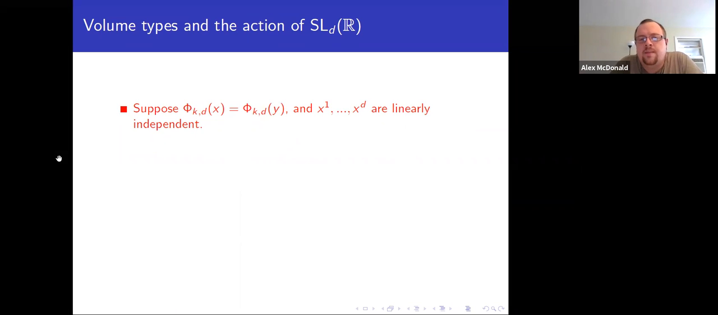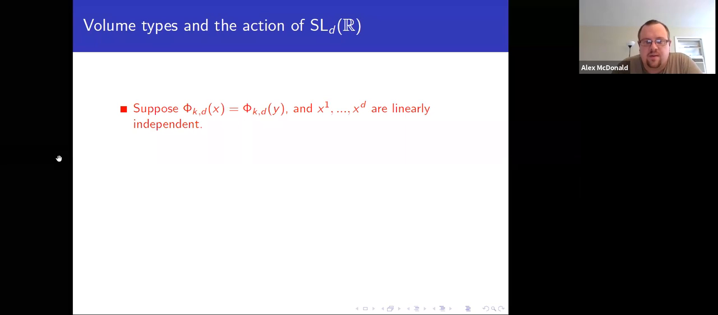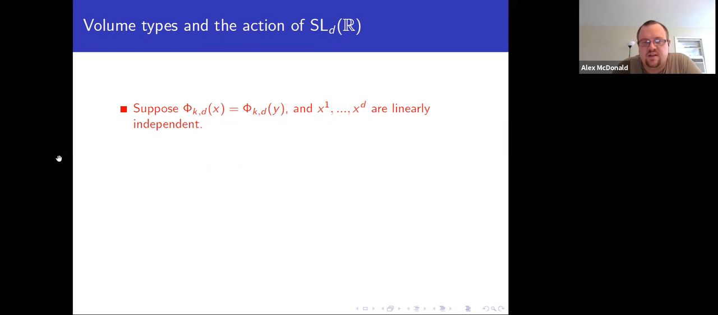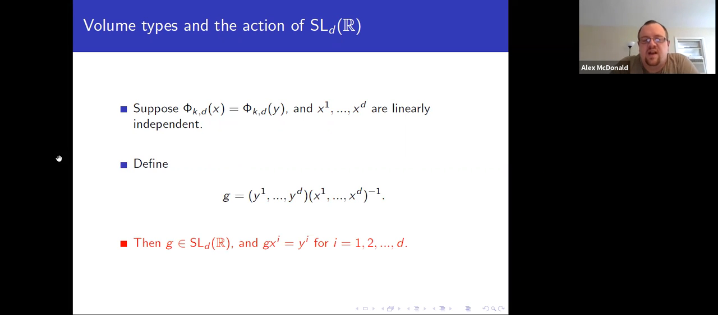Suppose that X and Y are configurations with the same volume type, and suppose that X contains a basis. Without loss of generality, let's say that the first D points are linearly independent. This is what I'll mean by non-degenerate in the context of this problem: you don't span a lower dimensional space. Define G to be this matrix. We think of X1 through XD and Y1 through YD as the columns of a matrix. Defining it this way guarantees that G of Xi equals Yi for i equals 1 through D.